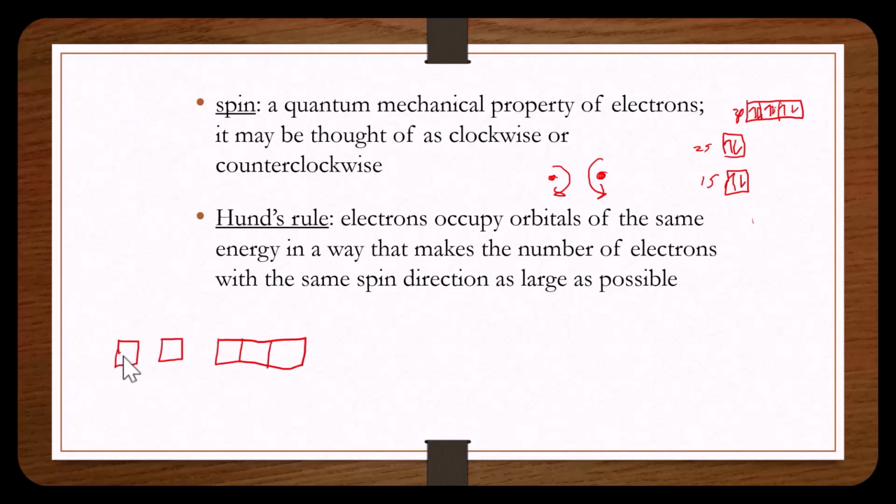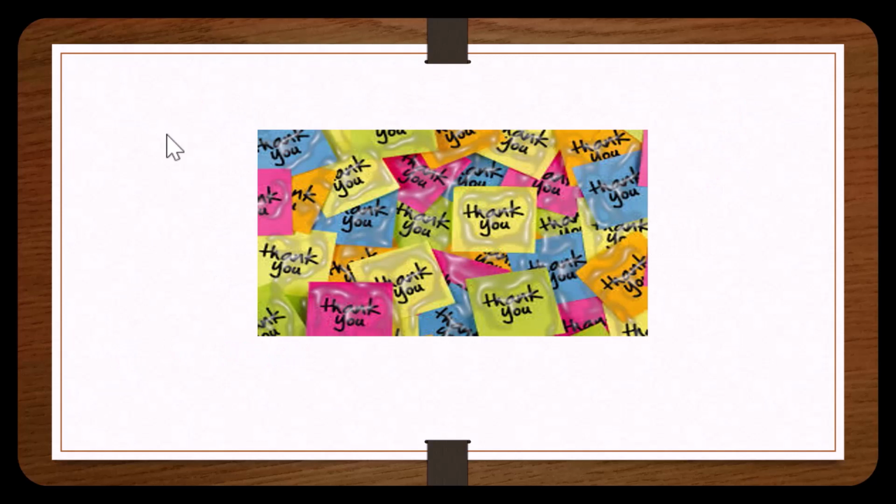So when we make an electron configuration, we use the Aufbau principle, starting out at the lowest energy. We use the Pauli exclusion principle, saying that we have to pair up each orbital with opposite spins. And we use Hund's rule, which says that electrons occupying orbitals of the same energy level must be filled in such a way that makes orbitals with the same spin as large as possible. This concludes Chapter 2.